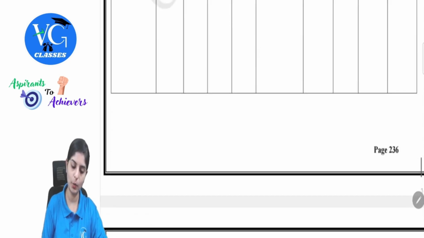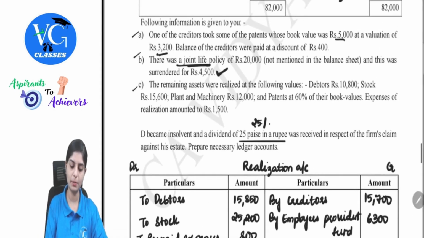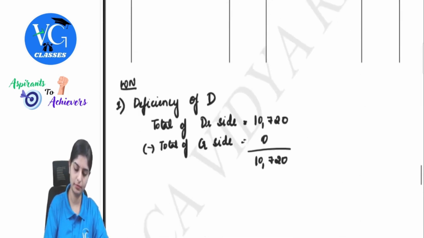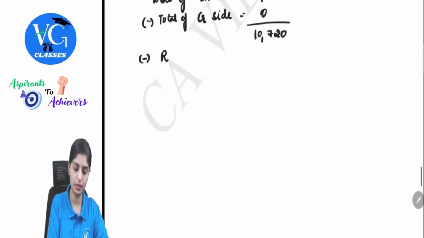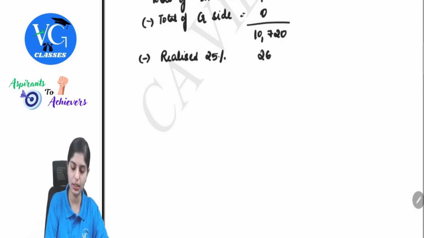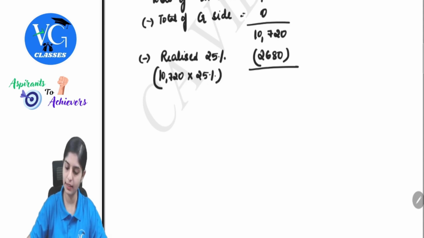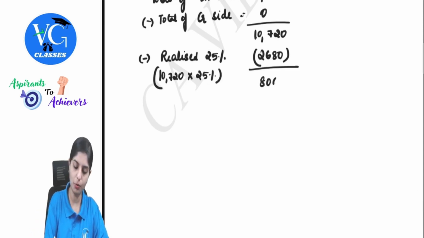10,720. In this, the question is specifying that 25% in a rupee was received in respect of the firm's claim against his estate. So minus realized 25%. So 10,720 into 25% is 2,680. So this will be 10,720 minus 2,680, which is 8040. Now this is to be borne by A and B.